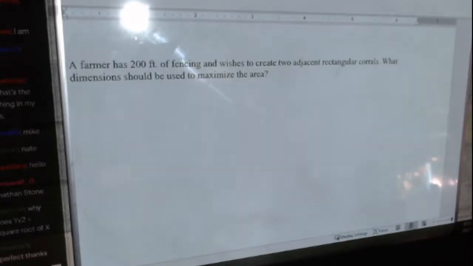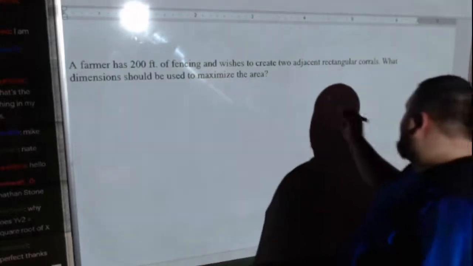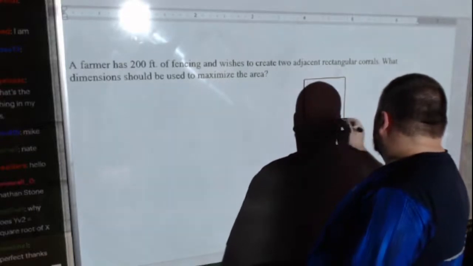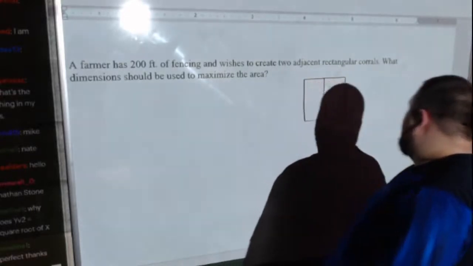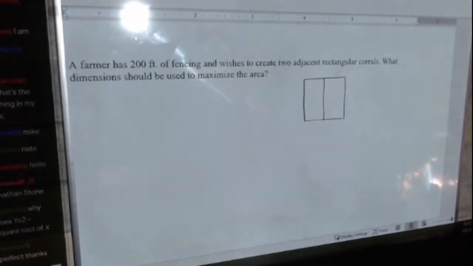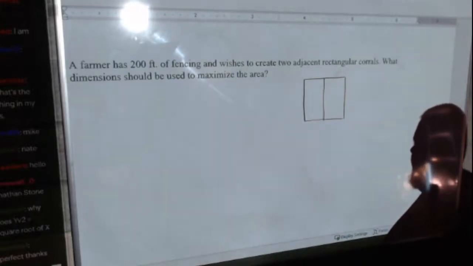So 200 feet of fencing. We know he wants 2 adjacent, so touching, rectangular fenced-in areas or corrals. And it says what dimensions should be used. Well, that 200 feet of fencing, what do you guys think that is giving me? What quantity?